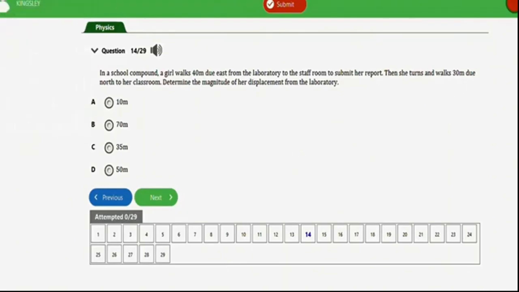Okay, so next repeated question will be this one. It says, in a school compound, a girl walks 40 meters due east from the laboratory to the staff room to submit her report. I think we have solved this question. We got 50 meters. That is option B. They repeated this again. So let's look at the next question, which is this one.